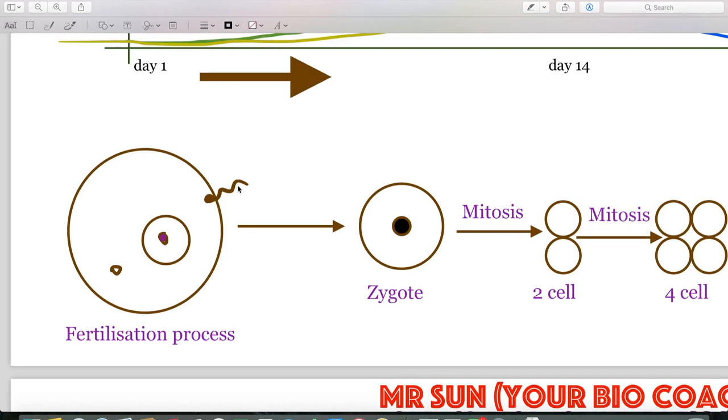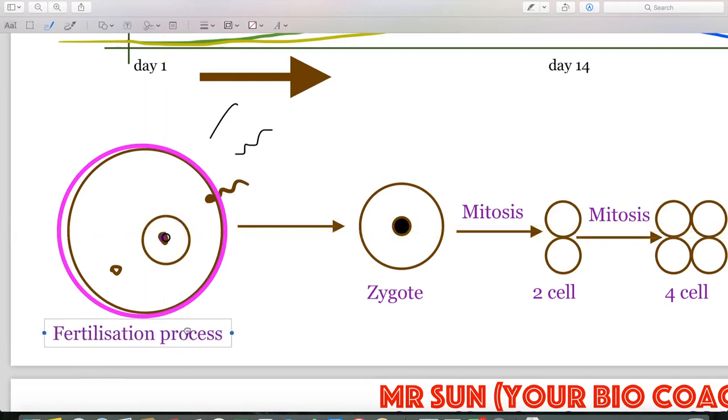The moment the first sperm cell penetrates into the ball of follicle tissue, the follicle tissue will create a shield, not allowing other sperm cells to penetrate through. Boom, they won't penetrate. So only one sperm cell is able to penetrate. And then after that, what happens? This is the male gamete nucleus, and the male gamete nucleus will be fusing with the female gamete nucleus, and that is what you call the fertilization process.